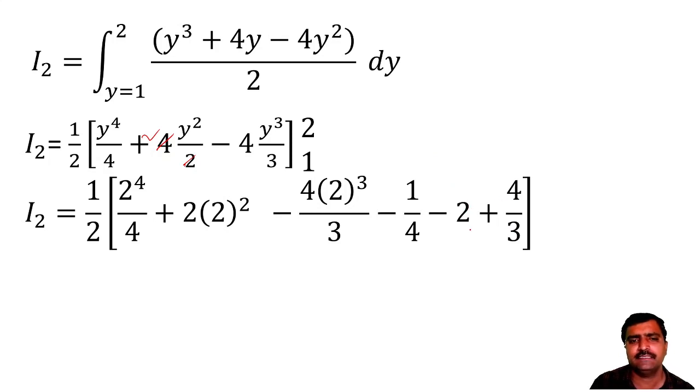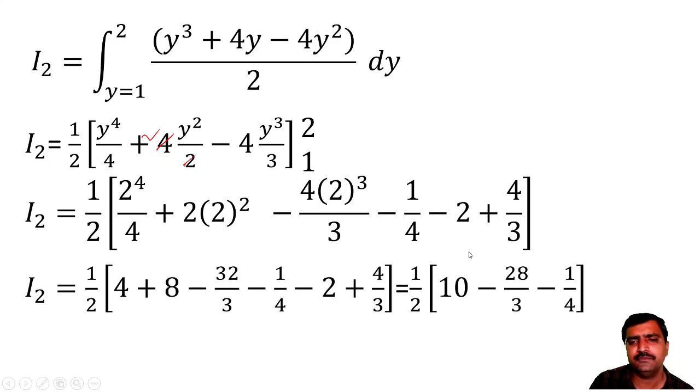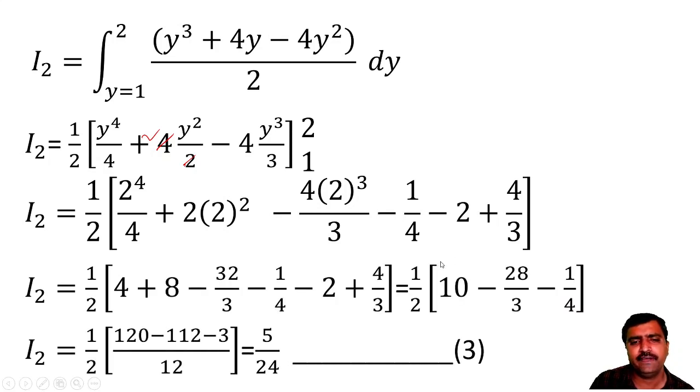If you simplify this, we get the I2 value. So the value of I2 is 5 by 24. Simplify it, it is an easy one. 16 by 4 means 4, plus 2 square is 4, 4 plus 4 is 8, minus 2 cube is 8, 8 fours are 32 by 3, minus 1 by 4, minus 2 plus 4 by 3. So next, 1 by 2 into add the terms 4, 8, 2, adding gives 10, and 32 by 3 plus 4 by 3 is minus 28 by 3, minus 1 by 4. Take 12 as the LCM and simplifying this it gives 5 by 24.